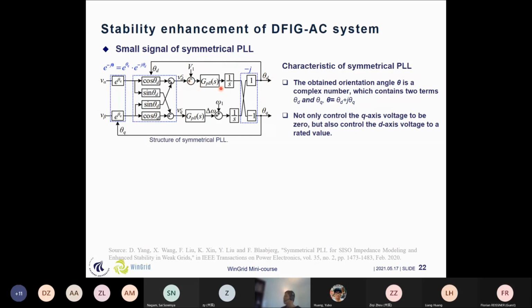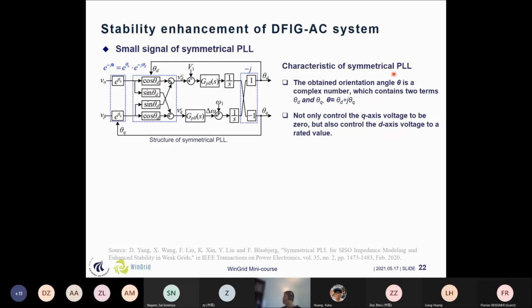You can see here, I not only control the QX voltage, I also consider controlling the DX voltage by using a PI controller, the proportional and the integral. So you can see that the control loop is totally the same as the QX voltage.